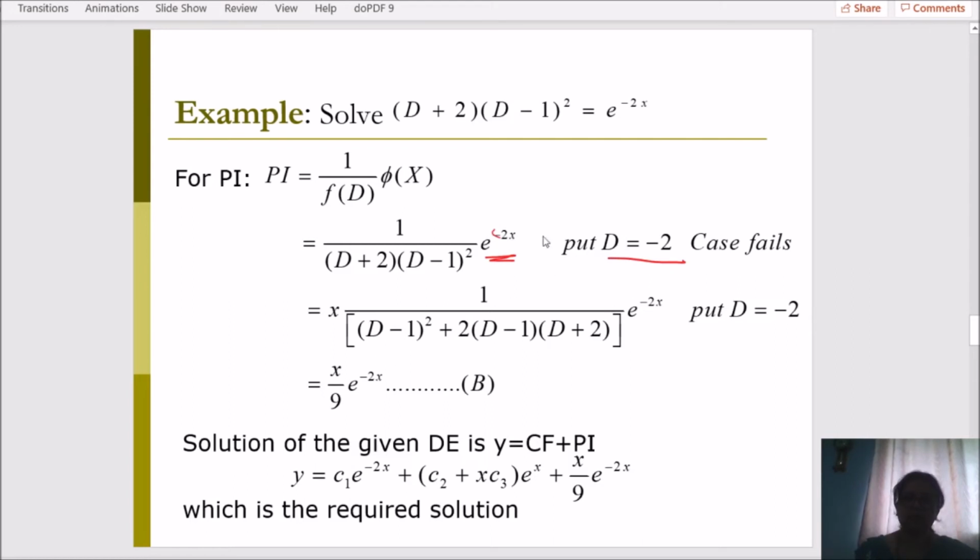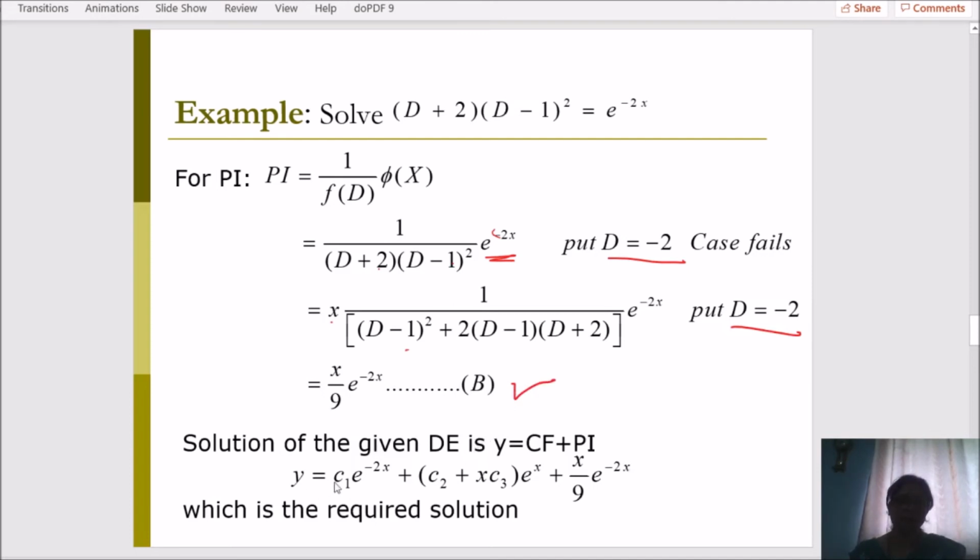Then if we substitute −2 here, −2 plus 2 is equal to 0, that means the case failed. Then we multiply the numerator by x and differentiate the denominator term with respect to D. The derivative of the first term is 1, the other term stays as it is, and the derivative of this term is (D + 2) as it is. Then again substitute D = −2, and we get x/9 e^(−2x), which is the required PI.